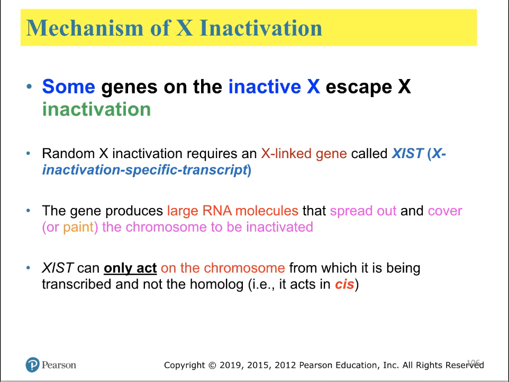A word of caution though, not every single gene on the X chromosome in the Barr body will be inactivated. Some genes, for some reason, are still active. So we have to be aware of that.